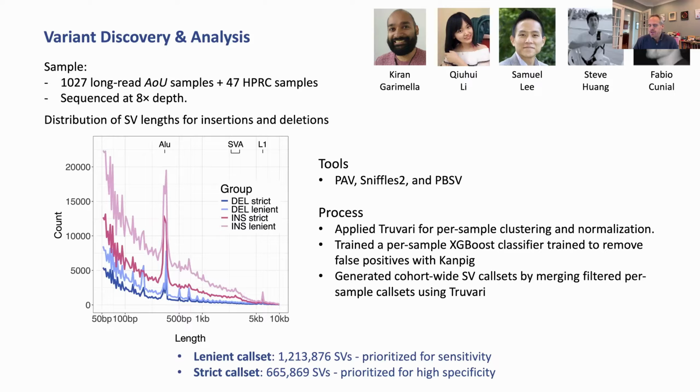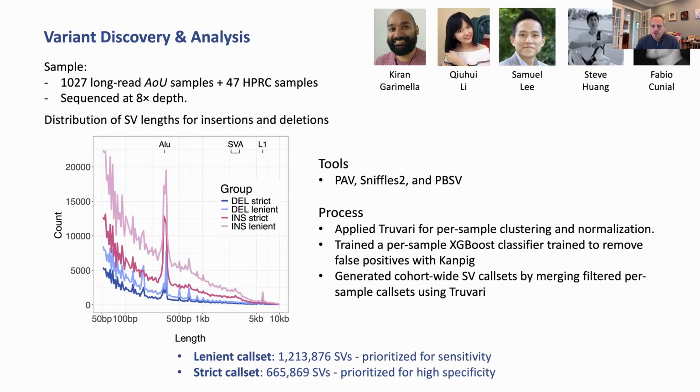So there's a lenient call set of about 1.2 million variants over the population that is prioritizing sensitivity, and then a really strict call set of about 600,000 variants that is optimized for specificity. In this study, we're a little bit conservative. We really wanted specificity. So most of the analysis I'm going to present next is looking at this cohort of about 600,000 variants across the population, although on a per person basis, we're talking about 25,000 variants or so.